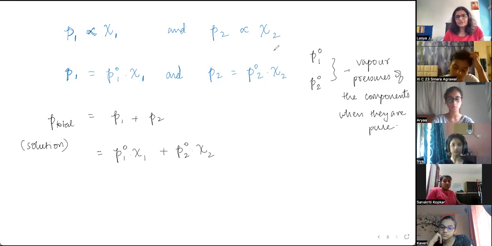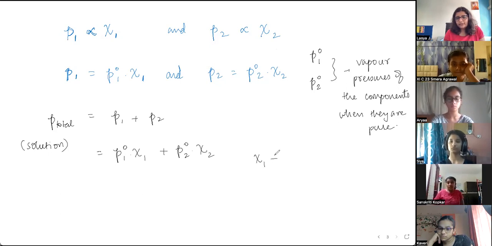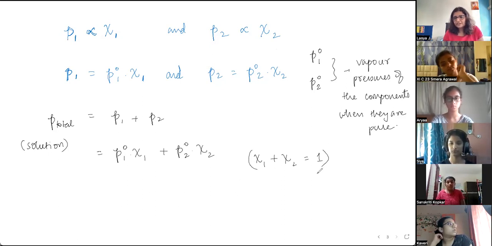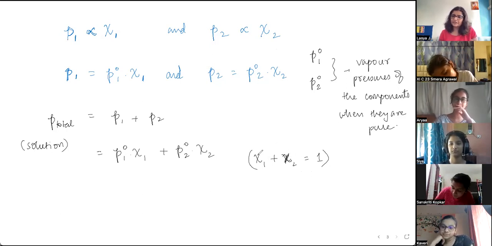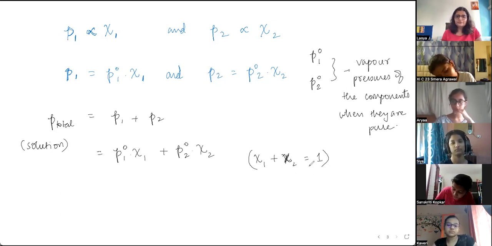Also, again, it's a mixture of component 1 and component 2, right? So we also have chi1 plus chi2 equal to 1. It's the mole fraction. If we have two components, then the total should be equal to 1: fraction of the first one plus fraction of the second one. So we can substitute it.